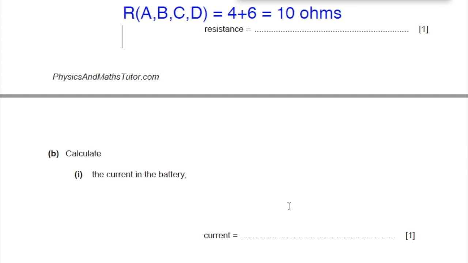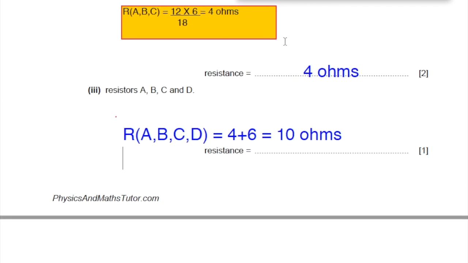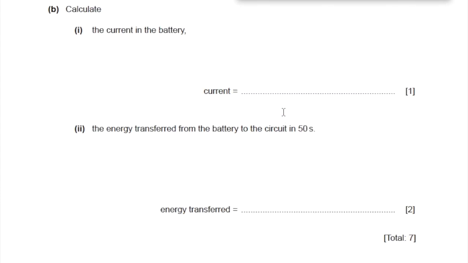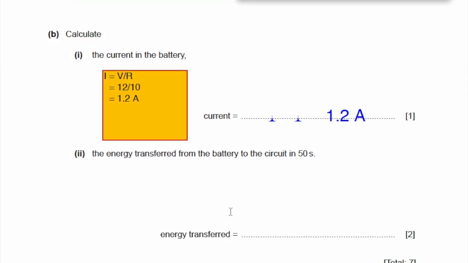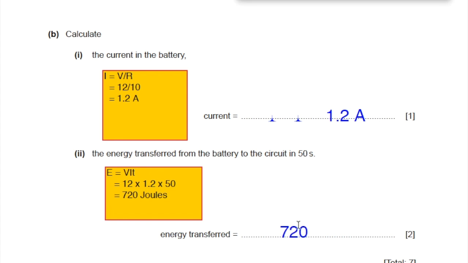Now calculate the current in the battery. Since you've got the total resistance, and the supply voltage is 12 volts, the current in the battery I will be equal to V over R. So it is 12 upon 10 ohms, which will give you 1.2 amps. The next question is the energy transferred from the battery to the circuit in 50 seconds. Here the energy formula is straightforward, VIT. You just have to substitute the current in the circuit, the voltage supplied by the battery and the time. So you'll get the answer to be 720 joules. That's the correct answer.